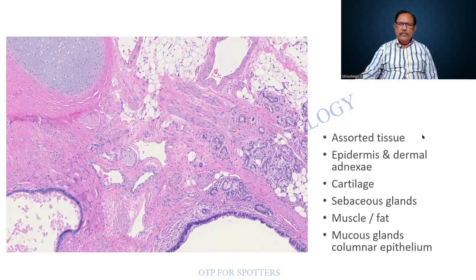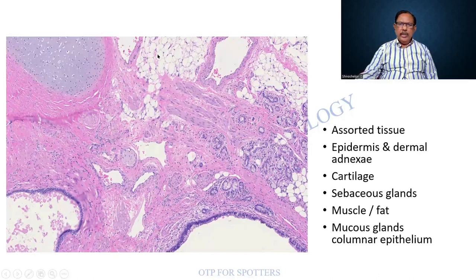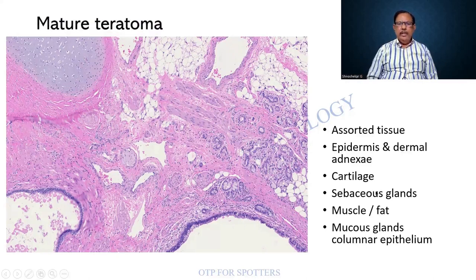So what are the points? Assorted tissue, cartilage, fat, muscle, no relation to each other. I am able to see the epidermis and dermal adnexae. Sebaceous glands have been made out. Fat tissue can be seen. Smooth muscle can be seen. And mucous glands with columnar epithelium. The diagnosis is mature teratoma.